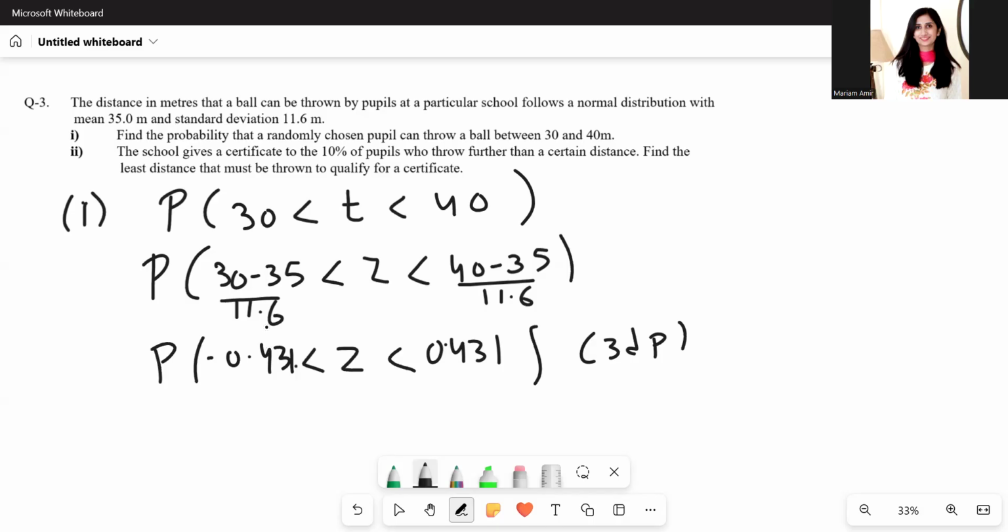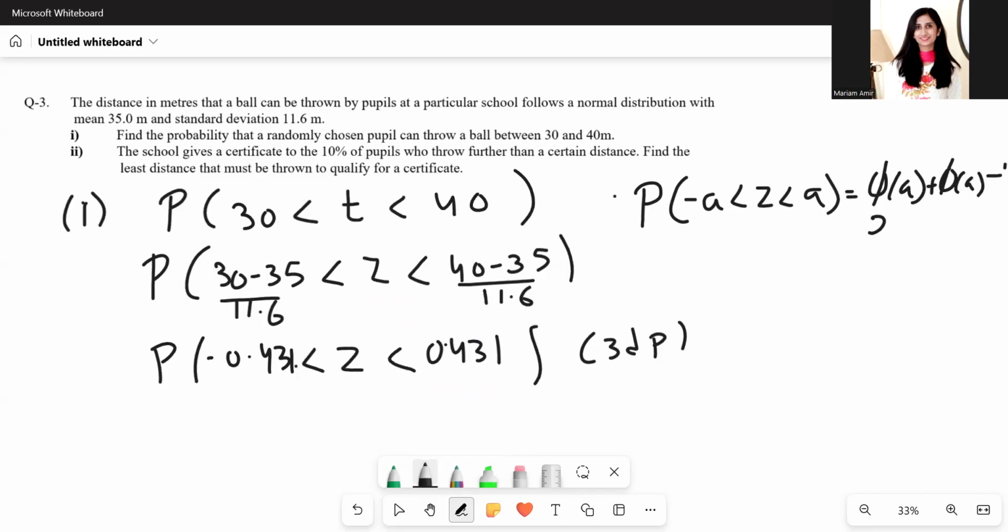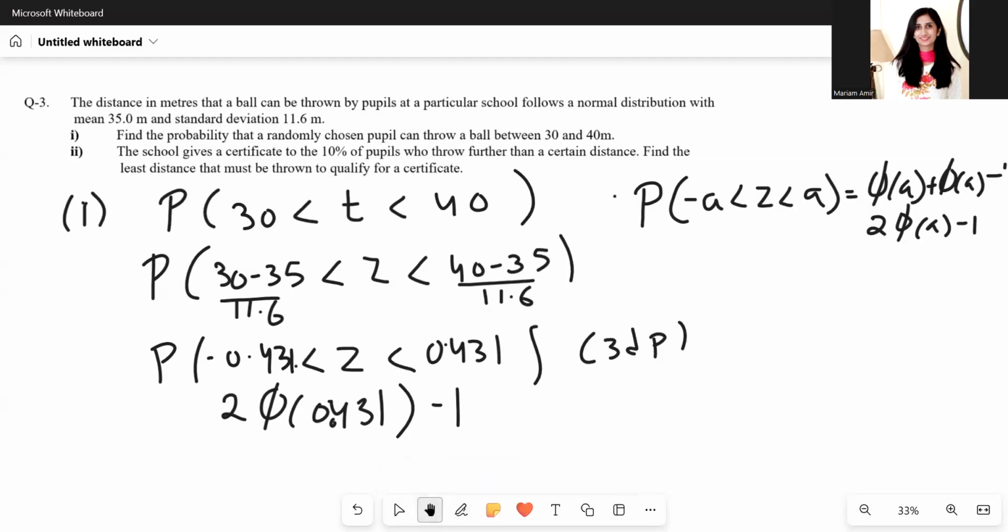Okay, so now we know that this can be simplified: if you have minus a here, z here, and a here, this simplifies to phi a plus phi a minus 1. So 2 phi a minus 1. So I'm going to write 2 phi 0.431 minus 1. We'll go to the table, find the probability corresponding to 0.431.